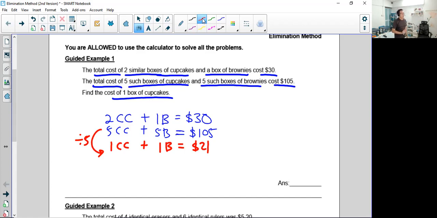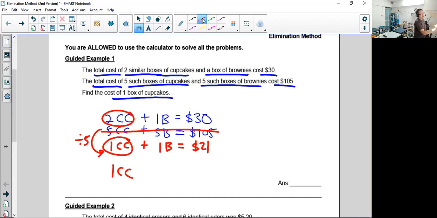And then what do we do? Now you can see that we want to find 1 box of cupcakes. So we don't have to look at this statement anymore, because it has now been divided to become something else. You want to find 1 box of cupcakes. So I can take 2 boxes of cupcakes minus 1 box of cupcakes, and I get 1 box of cupcakes.